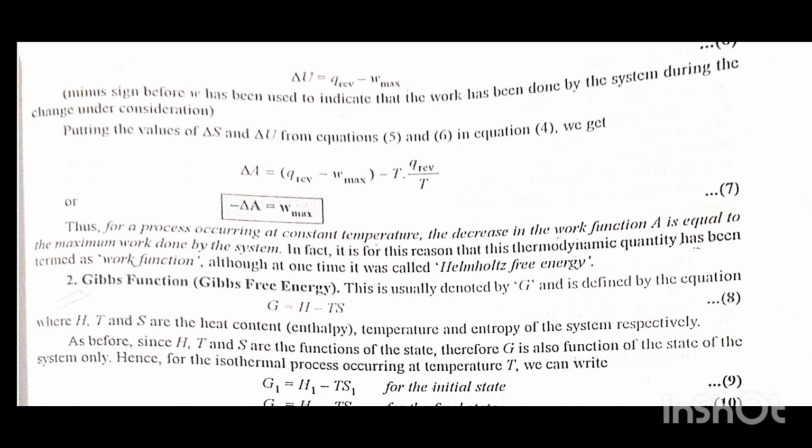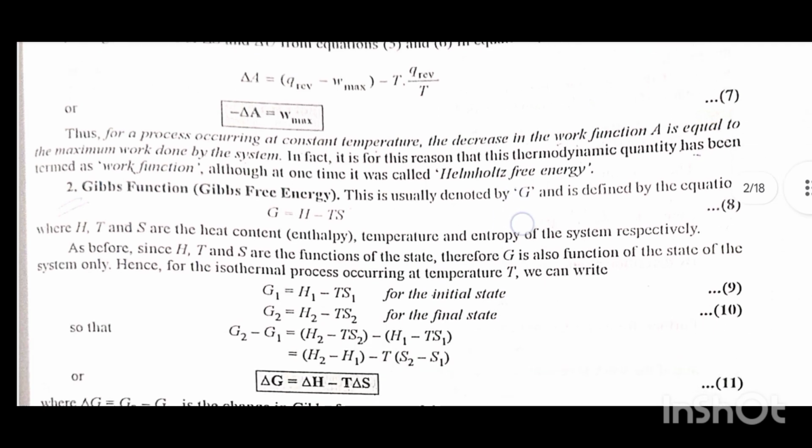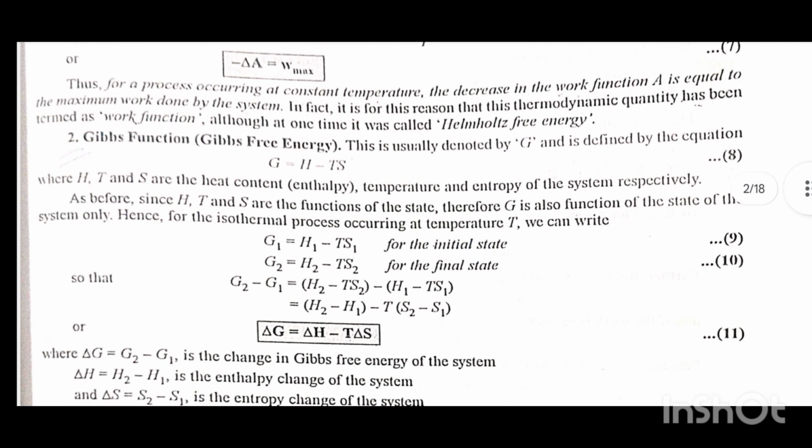Putting the values of ΔS and ΔU from equations 5 and 6 in equation 4, we get ΔA = Q reversible - W maximum - T · Q reversible / T, so ΔA = -W maximum. Thus, for a process occurring at constant temperature, the decrease in the work function A is equal to the maximum work done by the system. In fact, it is for this reason that this thermodynamic quantity has been termed as work function, although at one time it was called Helmholtz free energy.